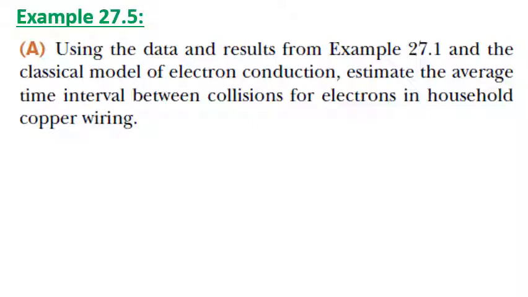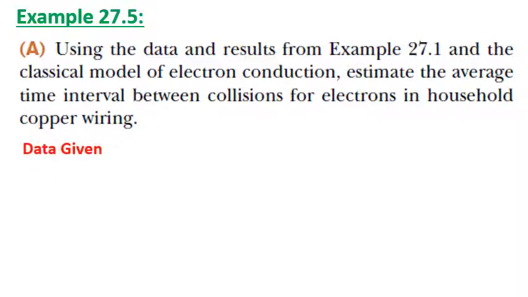Okay, now we will start with example 27.5. This example is related to drift velocity, an article in which we have used the Drude model. Its part A says that using the data and results from example 27.1, which we have already done, and the classical model of electron conduction, estimate the average time interval between collisions of electrons in household copper wire.